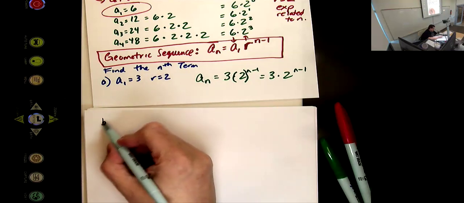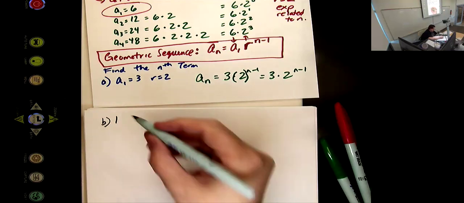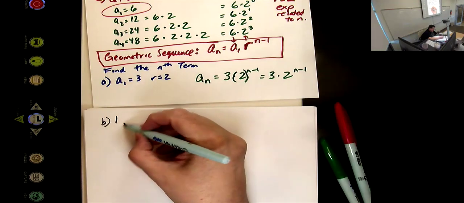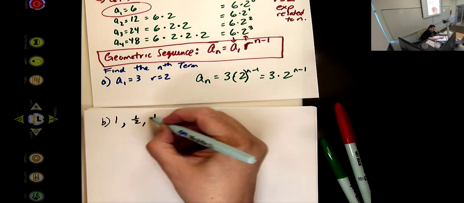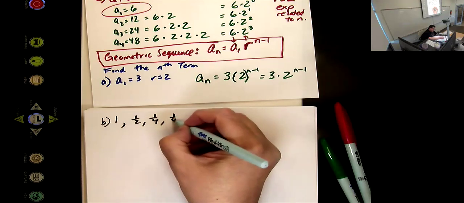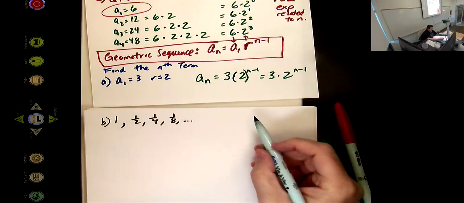So this one, I'm not gonna give you the R and the N. I'm gonna give you the sequence and you gotta figure out what's going on. So find a sub n here.